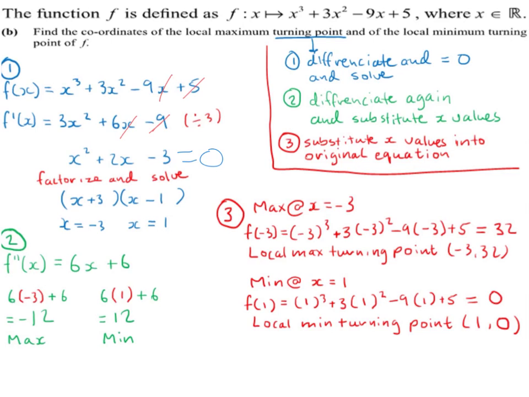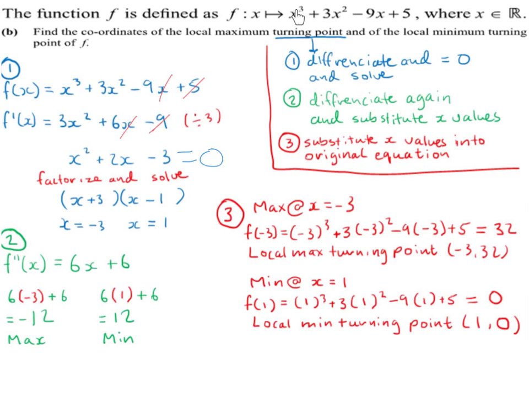So step 3, substitute the x values into the original equation. So that's the equation that we're given at the top, the function at the top. So our x values are minus 3 and 1, and now we know which is the maximum and which is the minimum. So the minus 3 value represents the maximum. So we have a maximum at x equals minus 3. So we sub in minus 3 into our function.